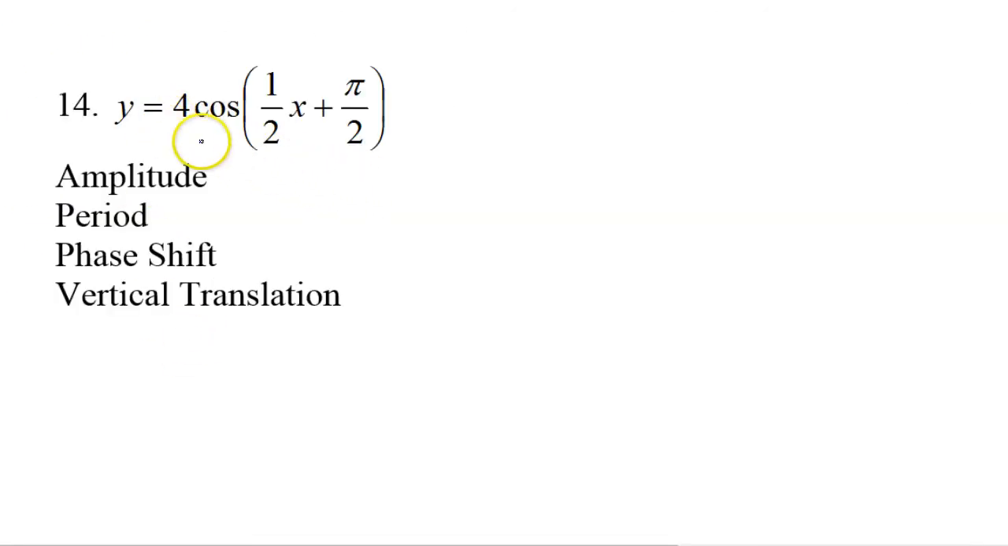Alright, for number 14, I'm noticing that we have a B value and we also have a phase shift that is trying to happen. Whenever I have a B value and a wannabe phase shift, I have to factor this B value outside of the parentheses before I can interpret the equation properly. Like this 1/2 needs to get out. So let me do that first before I do anything else.